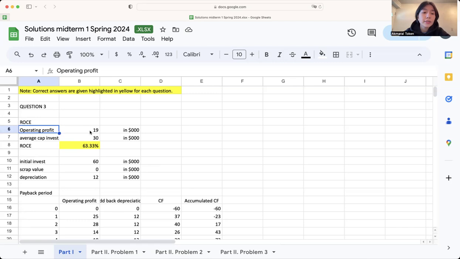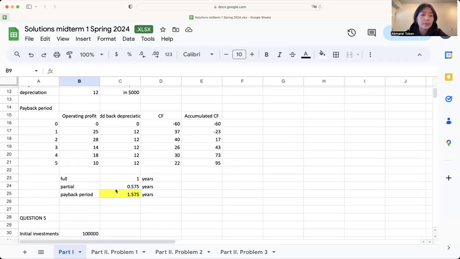So let's start with the calculation of average operating profits. Operating profits for 5 years were given as 25, 28, 14, 18, and 10. You sum up all 5 figures and divide by 5 to find the average operating profit. Next step is to calculate the average capital investments. For this number, you have to add scrap value to the initial investments and divide by 2. So 60 plus 0 divided by 2 gives us $30. And the last step is to find the return on capital employed, which is 19 divided by $30, which gives us 63.33%.